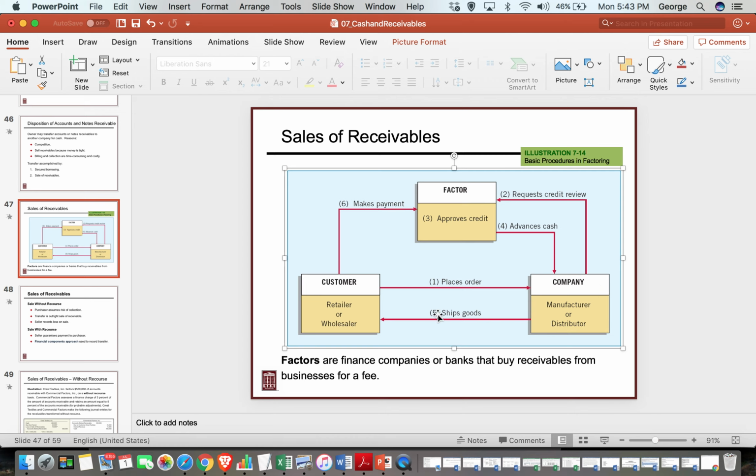So what happens is they place an order with us, and we say, hey, we don't really want this receivable. We want you, the factoring company, to take care of it. They may do a credit review on us and a credit review on that customer. If they approve it, they'll advance cash to us, and then they'll collect the receivable. We ship the goods, and then the customer makes the payment, but not to us, but to the factoring company.